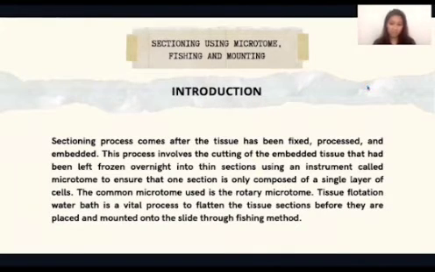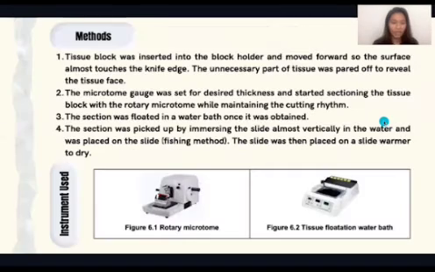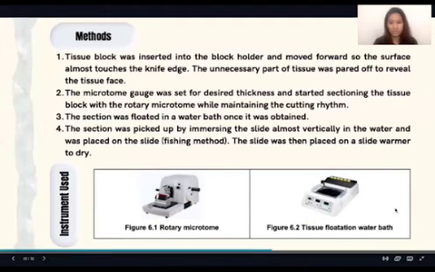Sectioning is a process that comes after tissue has been fixed and embedded, where the tissue block is sectioned into thin sections using a microtome. These are the methods where the tissue is sectioned by microtome and the section is picked up onto the slide using the fishing method. These are the instruments used: rotary microtome and tissue flotation water baths.